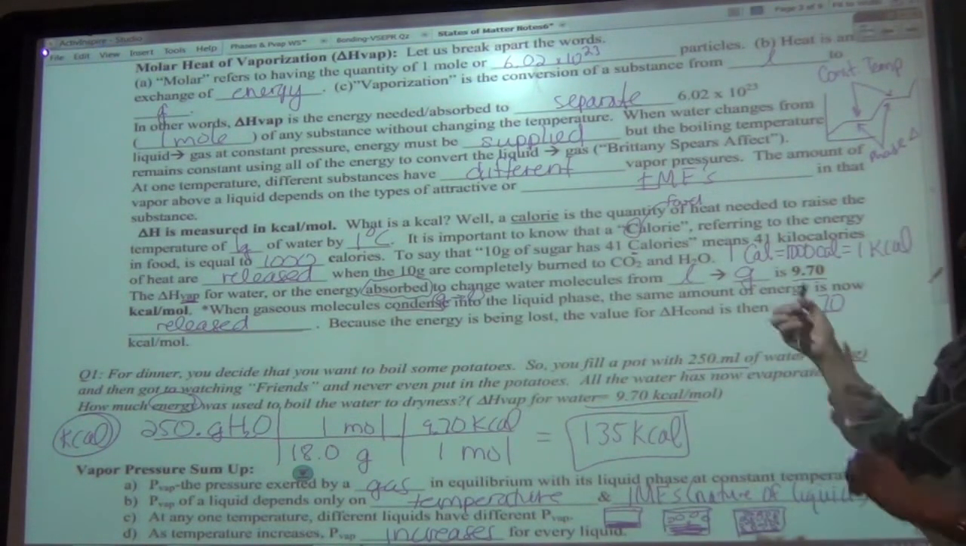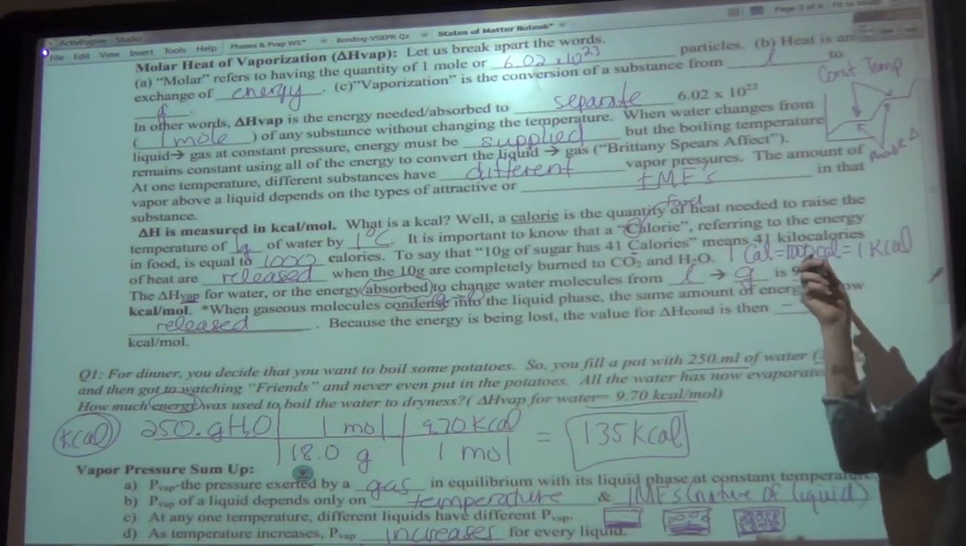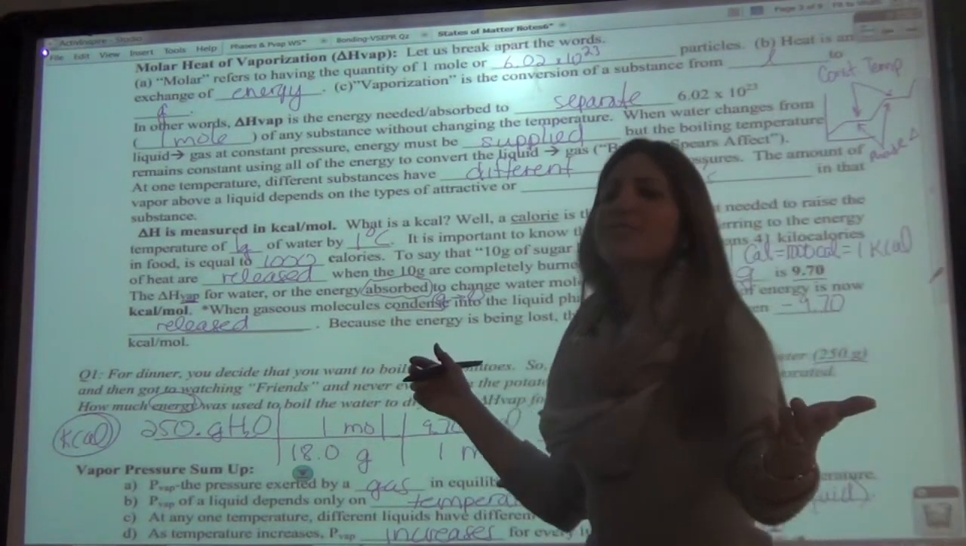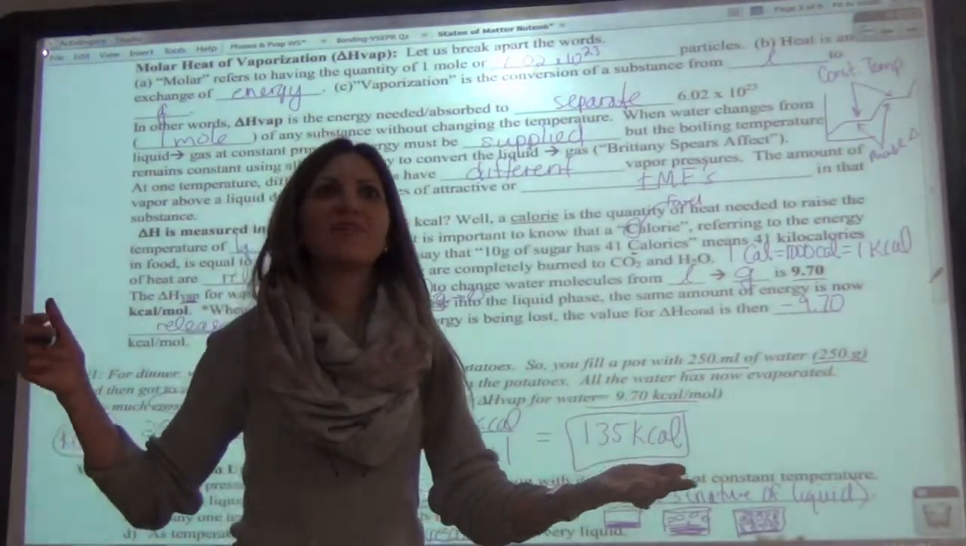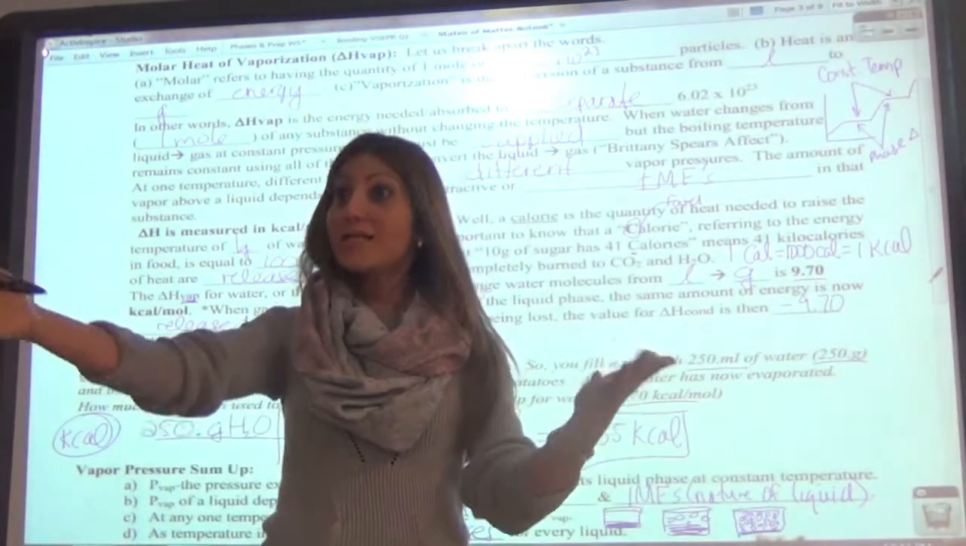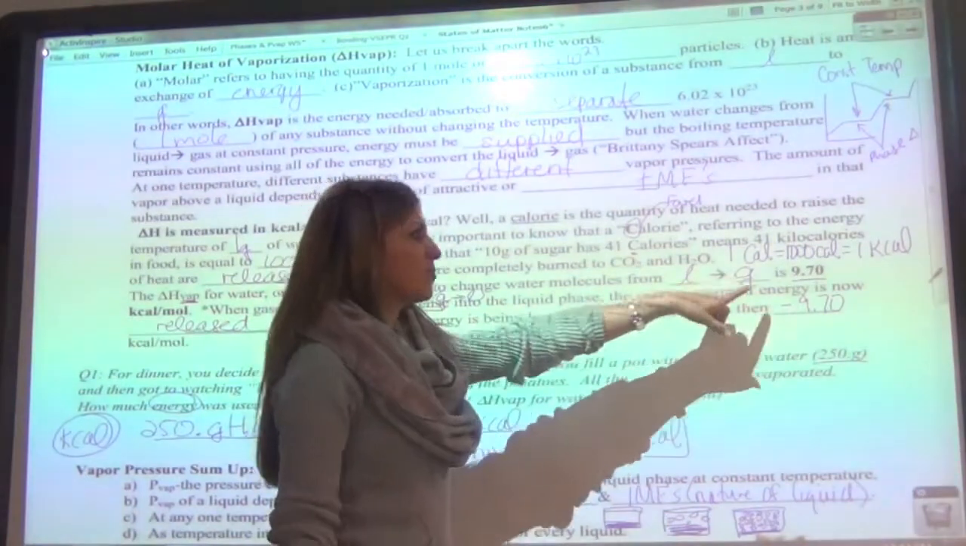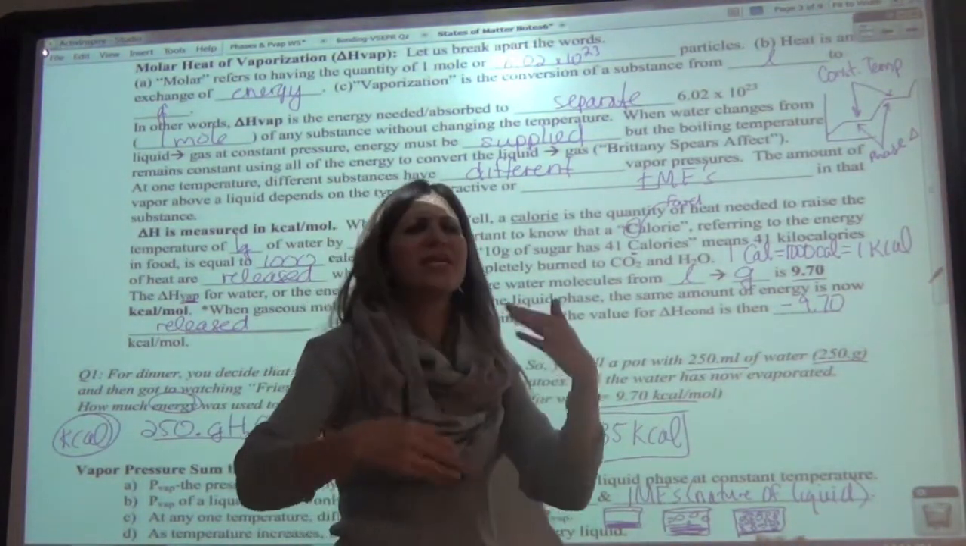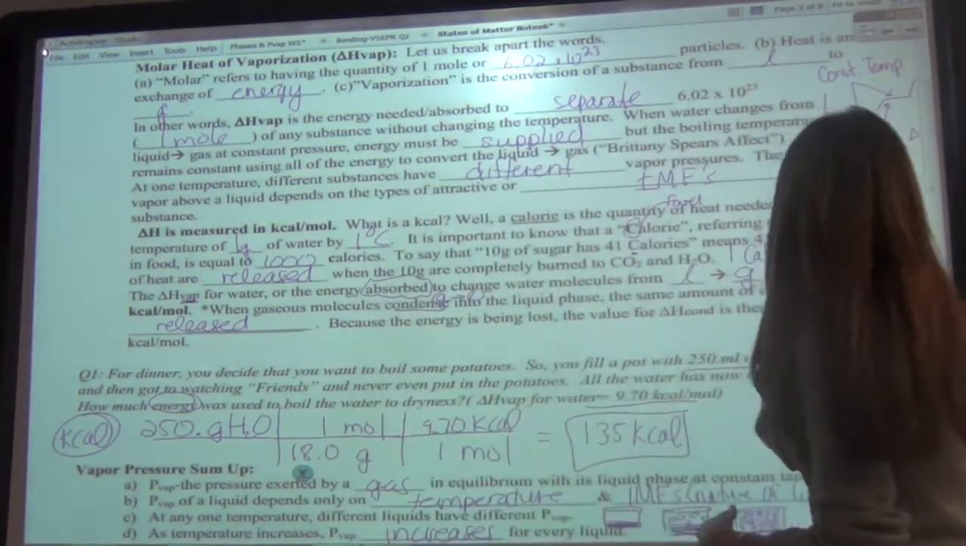The only change is energy being absorbed or energy being lost and released? If it's negative, what does that mean? Energy is being lost, given off, or released. If it's positive, then energy is being gained and absorbed, and you have to supply that. Something needs to be supplied in that case for that to happen.